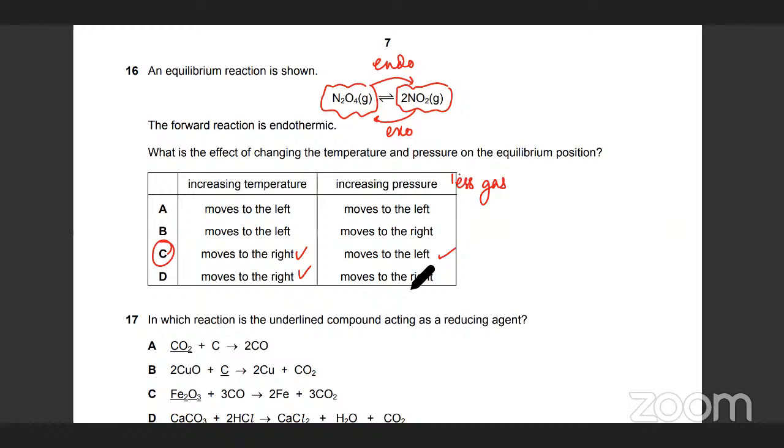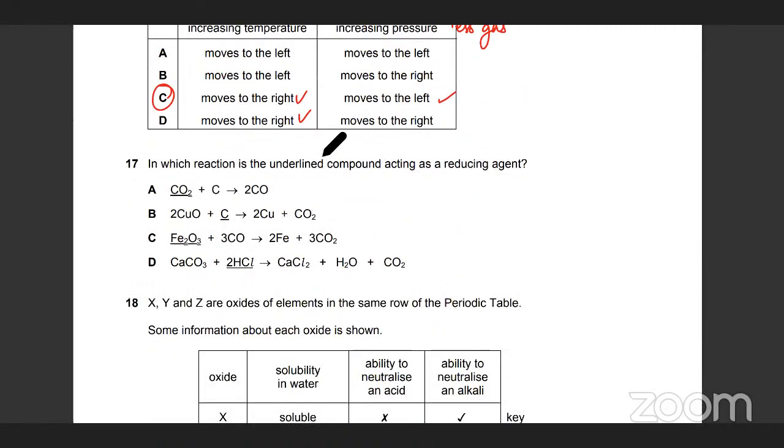Yes. So next is in which reaction is the underlying compound acting as the reducing agent? But the reducing agent oxidize होता है या reduce होता है? Oxidize. So you're looking for the substance that gets oxidized, that gains oxygen. बताओ ये oxidize हो रहा है, reduce हो रहा है? Reduce. ये क्या हो रहा है? Oxidize. बस ठीक है, फिर यही होगा. बाकी भी reduce हो रहे हैं. This is getting reduced.